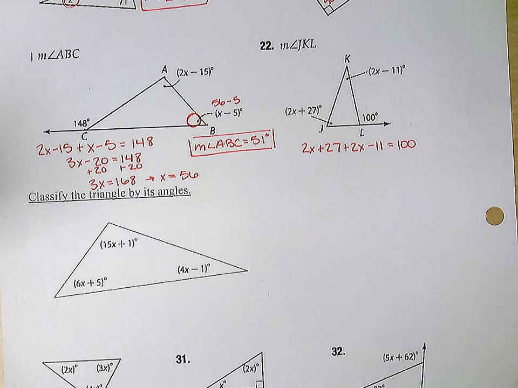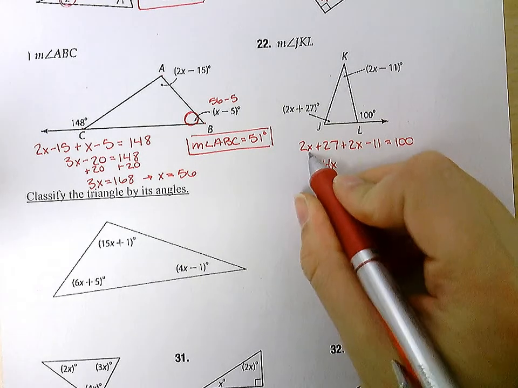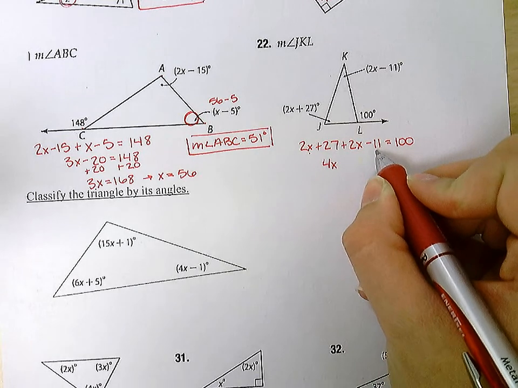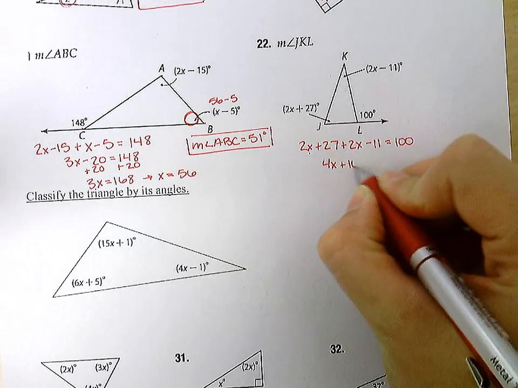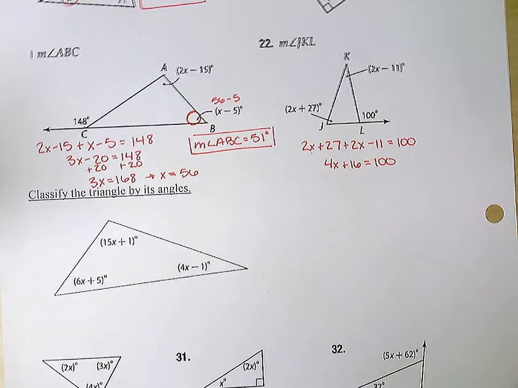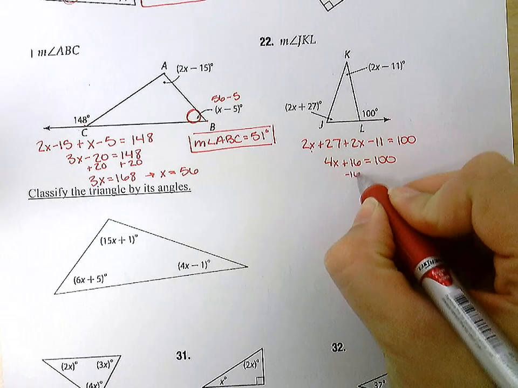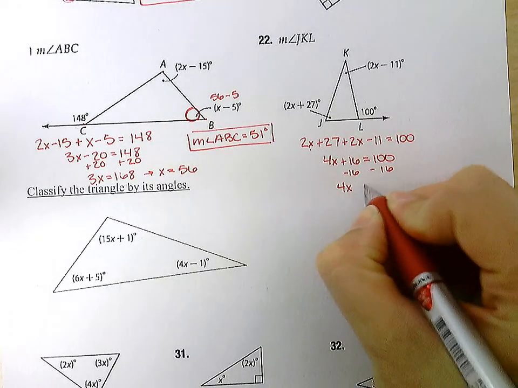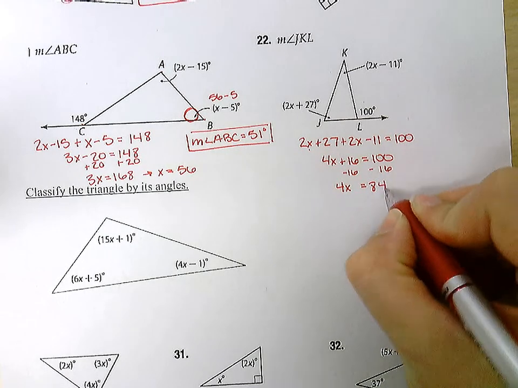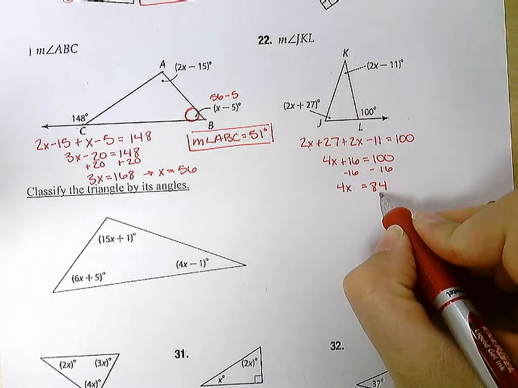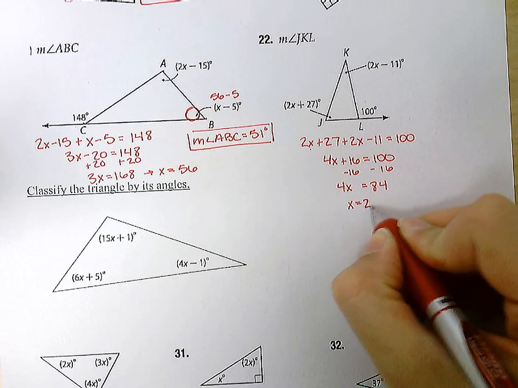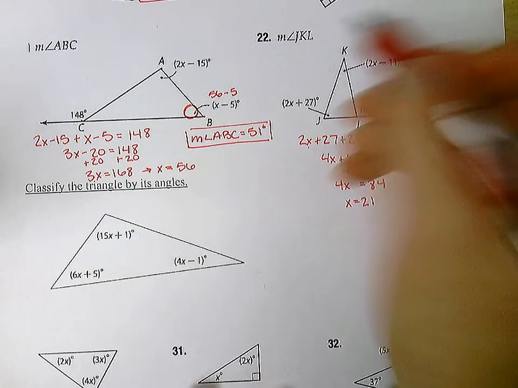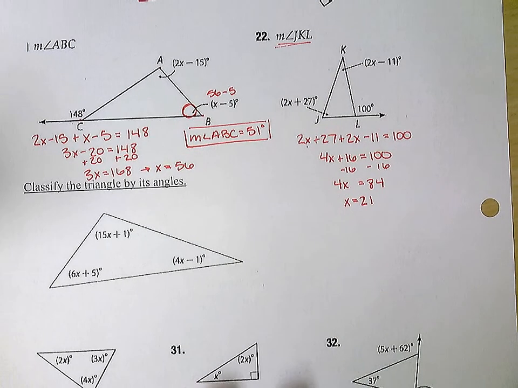From here, you solve for x. So I'm going to combine like terms here. I have 2x and 2x. That is 4x. 27 minus 11 is 16. Now I can subtract 16 from both sides of that equal sign. So we have 4x is equal to 84. Divide both sides by 4. So x is 21. Now, I wanted you to find the measure of angle JKL.